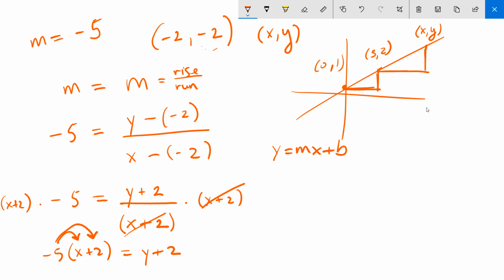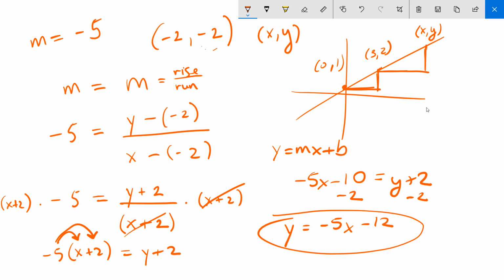I'll rewrite that over here. So I have minus 5x. Minus 5 times 2 is minus 10. Then I have the right-hand side, y plus 2. And then I just got to subtract 2 from both sides to get y by itself. And so I see that y equals minus 5x minus 12. And now I have it in the form that they want.